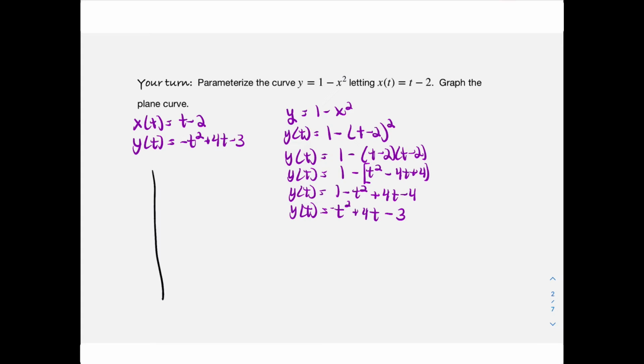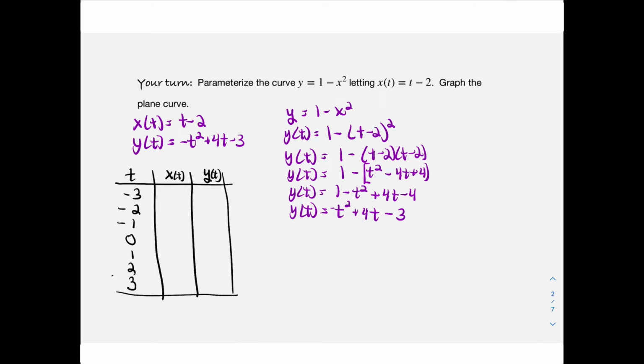Now to sketch the graph of this, I need to make a table of values. Again, you're just going to pick different t values so that you can get a good look at the graph. I chose, again, negative 3 to 3, but those aren't the ones you always choose. It's just always a good starting place, as long as those values are in the domain of each of the parameterized equations.